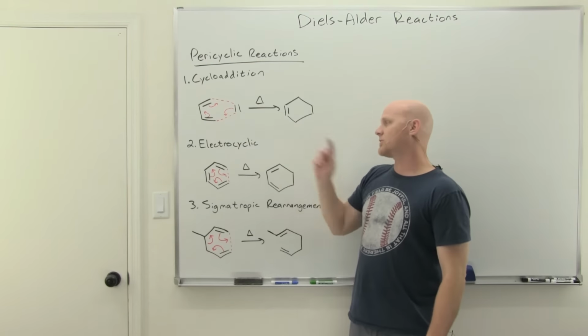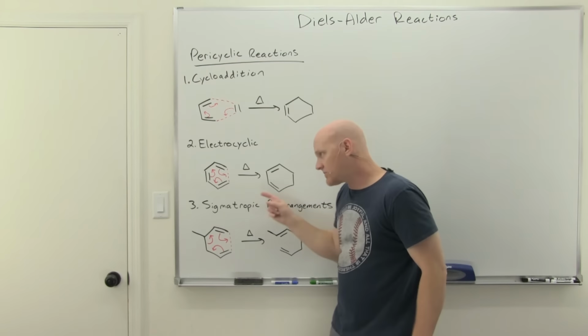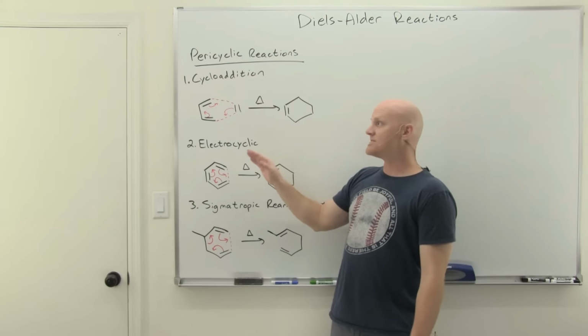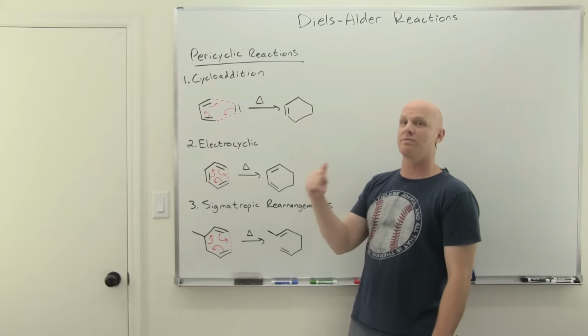All right, electrocyclic reactions are either ring closures, like in this case, but they're reversible, so you can actually do ring openings as well. And that's all they are, but you can distinguish them from the cycloadditions in that you just have a single reactant and a single product every time.